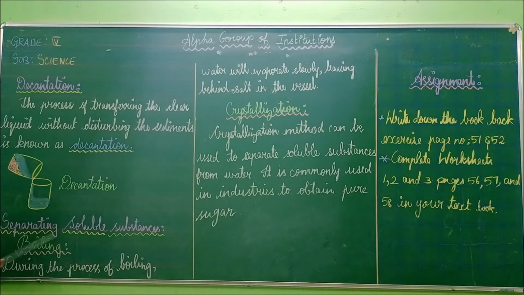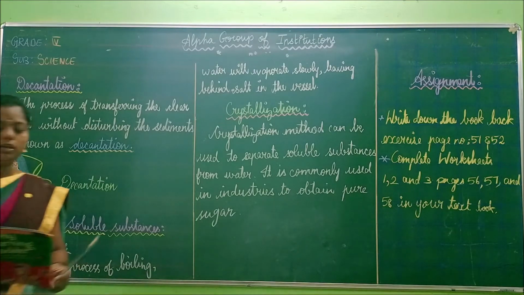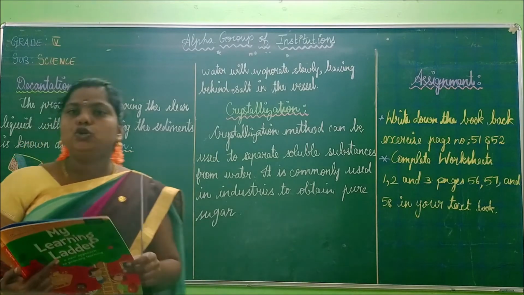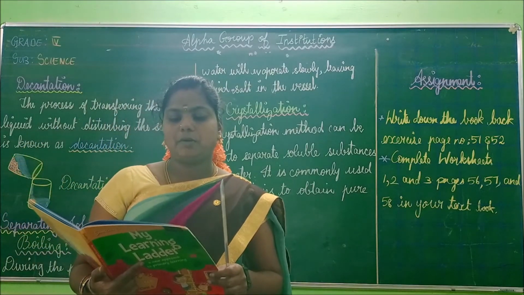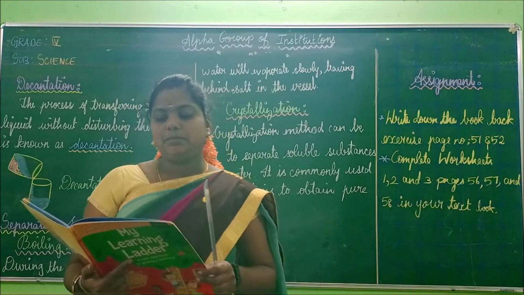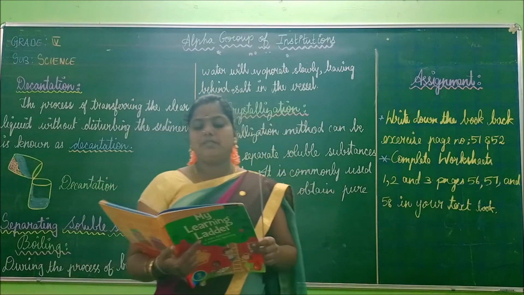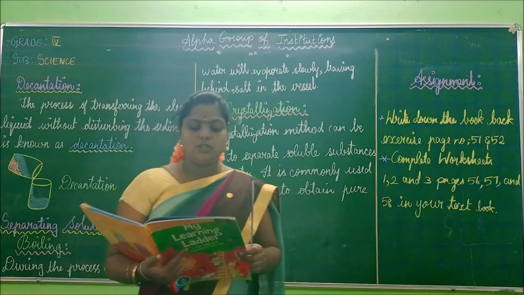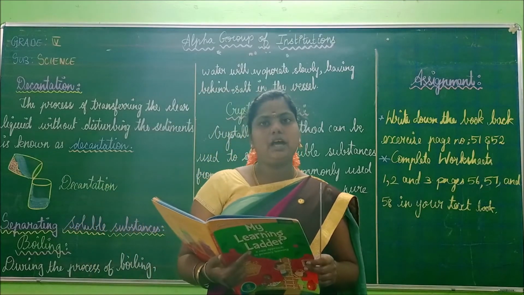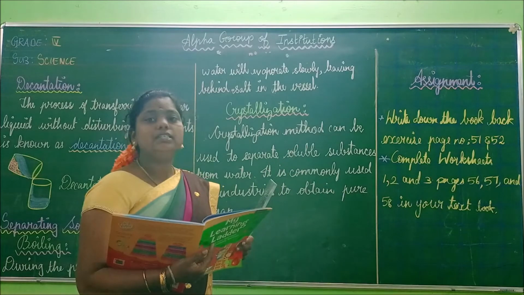The next one is separating soluble substances. The first method is boiling. What is the first method, children? Boiling. So here we learned how to separate insoluble substances from a liquid through two different processes. We will now learn how to separate soluble substances from a solution by the following methods. The first one is boiling.